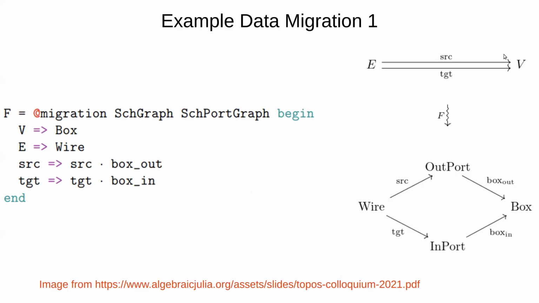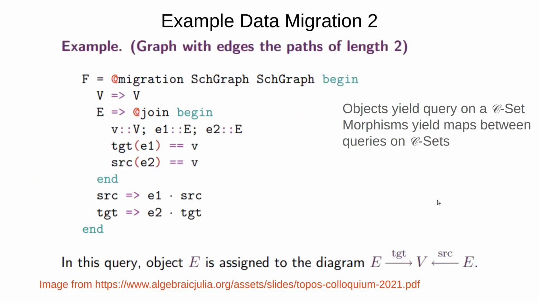And so source maps to the thing V has to go to. V went to box. So we go over from sort of where E went, or E came to where V came to. And same thing here. So this is a little simple example, but they can get much more rich.